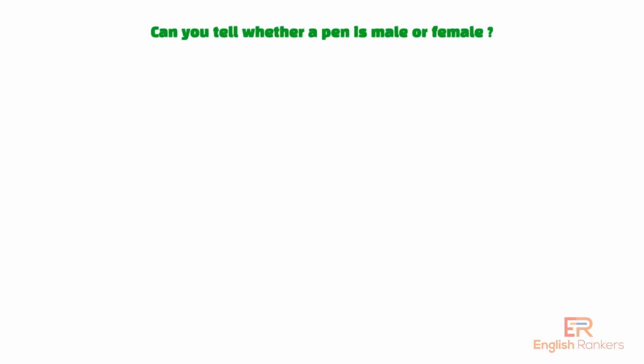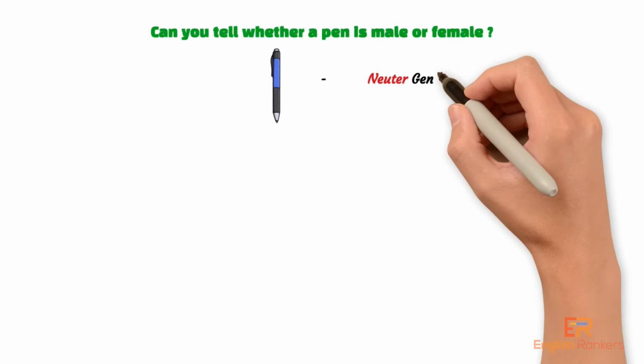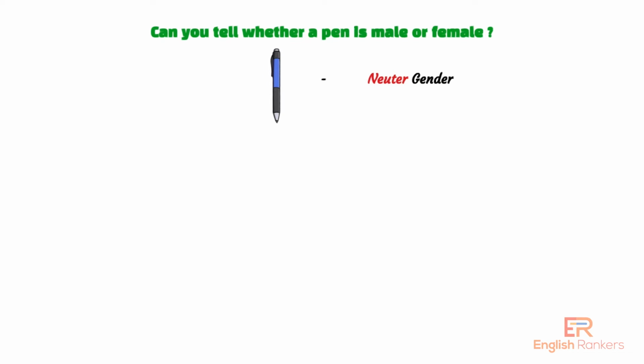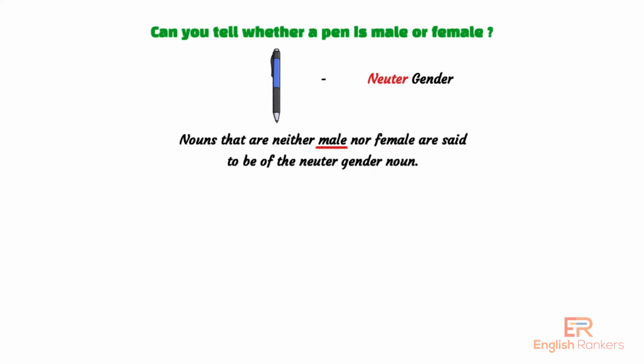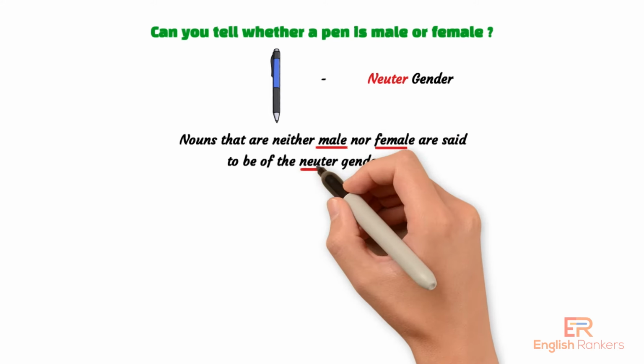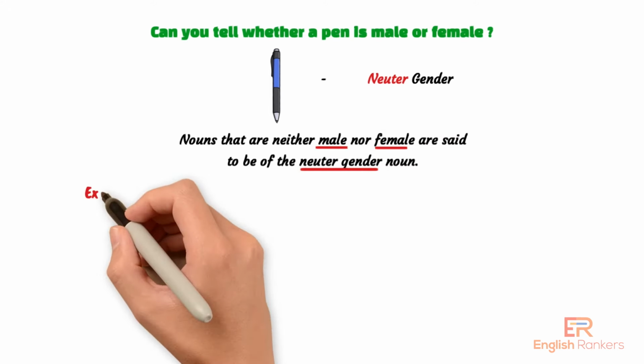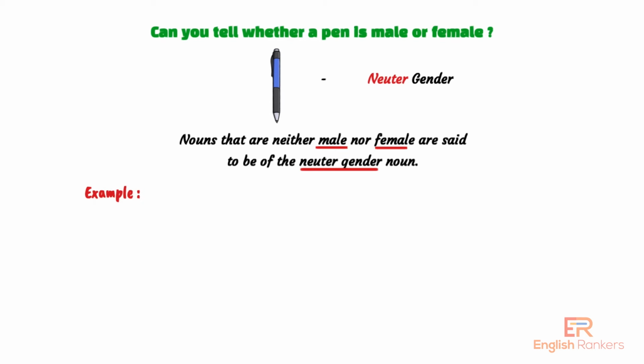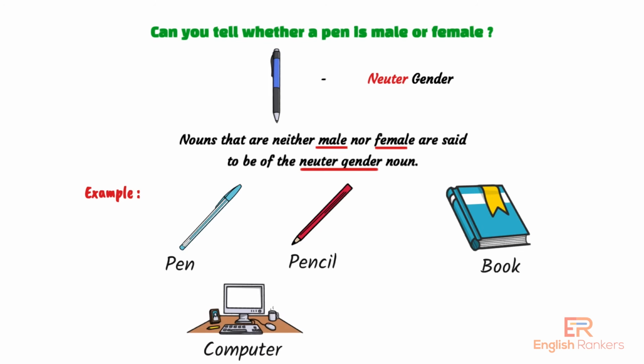Can you tell whether a pen is male or female? The pen is neither male nor female. Its gender is neither male nor female. It is said to be of the neuter gender. What is a neuter gender noun? Nouns that are neither male nor female are said to be of the neuter gender. A few examples of neuter gender nouns are pen, pencil, books, computers, television, etc.